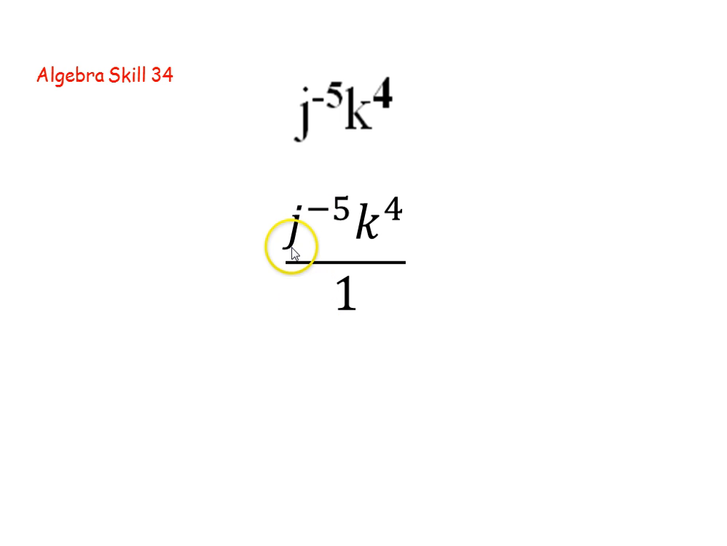And now we can take this j to the negative fifth and move it to the denominator of the fraction, and when we do that, that 5 will become positive. And the k we leave in the numerator because the k does not have a negative exponent. So rewriting this without a negative exponent will look like this: k to the fourth over j to the fifth. Now the exponent of 5 is positive, and j is no longer in the numerator of the fraction with k.